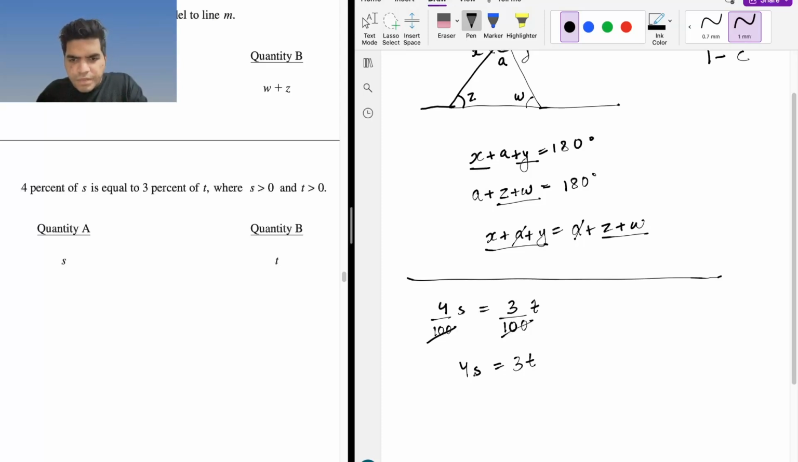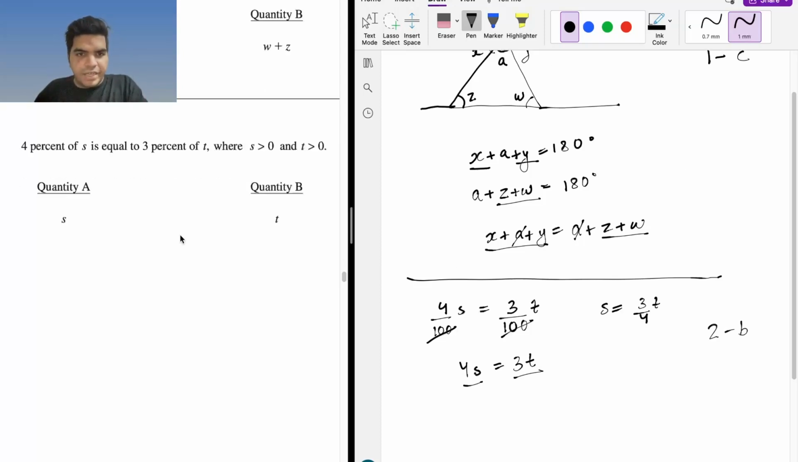Now, as you can simply see, just take the 4 to that side. So s is equal to 3 by 4 t. That means t has to be reduced to make it equal to s. So t is obviously greater. Otherwise, you can also see that 3 times t is equal to 4 times s, so s has to be much smaller than t to satisfy that equation. That's why option B will be the correct answer here.